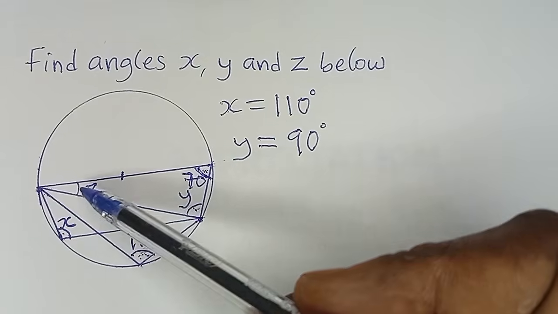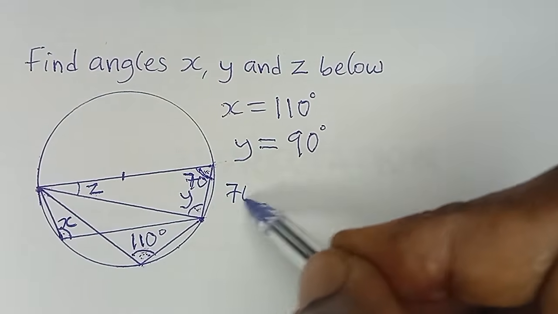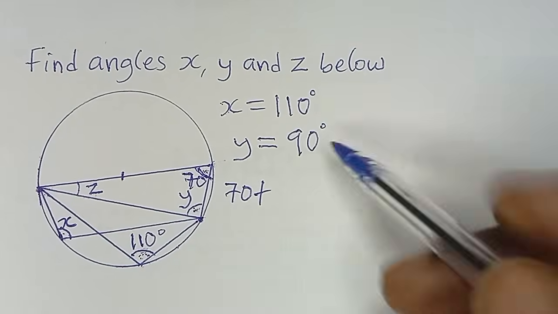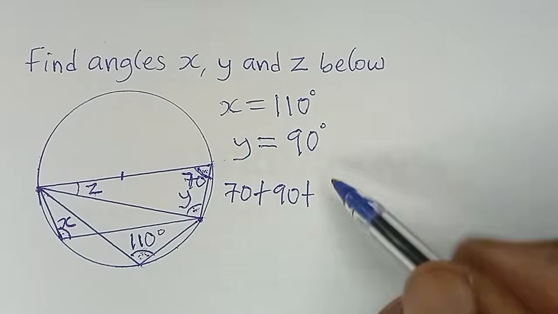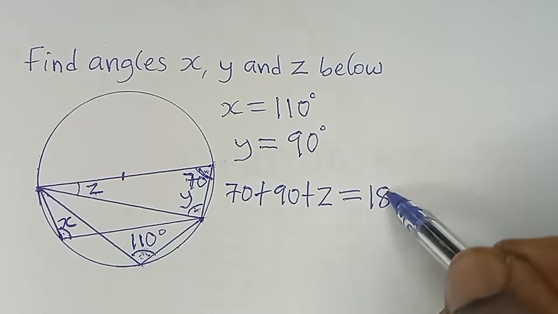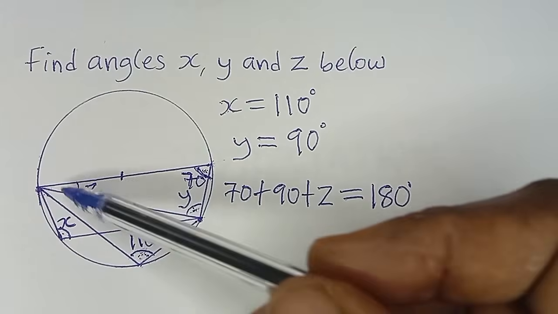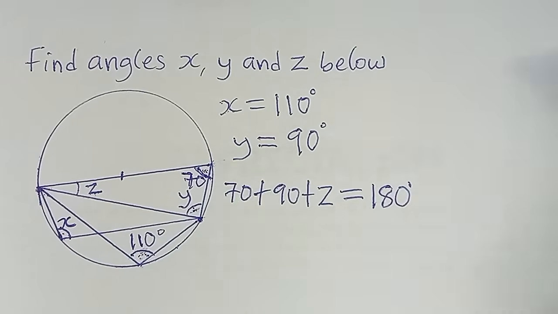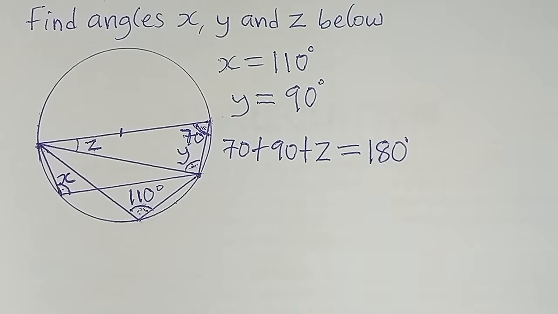With that angle, we can now get angle Z, because this 70 degrees plus angle Y, which is 90, plus angle Z that we are looking for, the three angles add up to 180 degrees. Why? Because the sum of angles in a triangle adds up to 180 degrees. So from there, we can find the value of Z as we solve together.